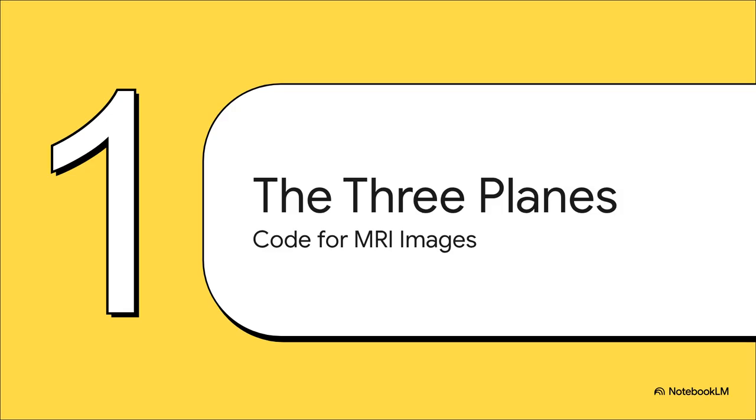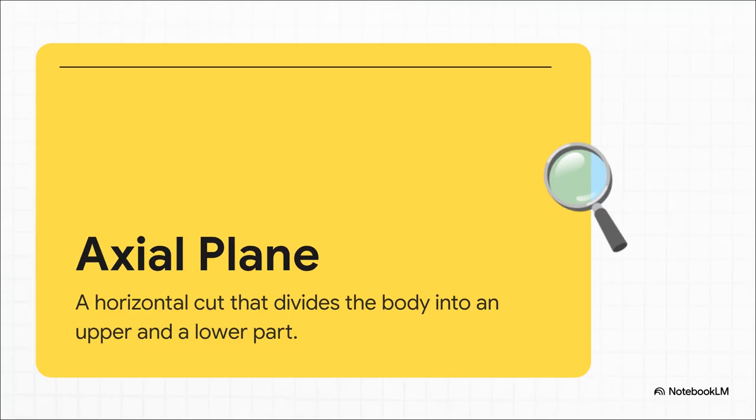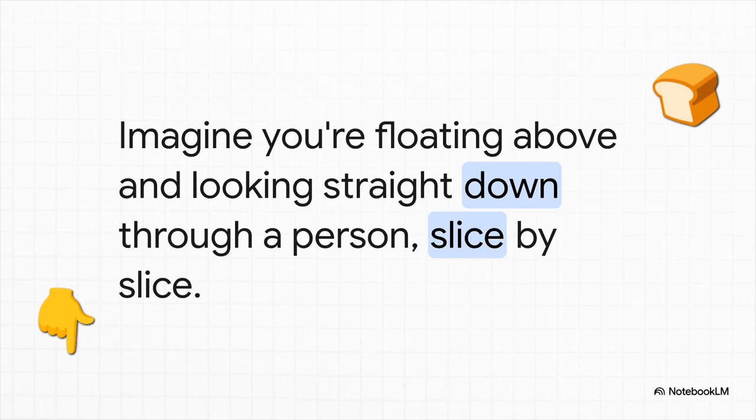The entire foundation for understanding any MRI scan comes down to just three essential ways of looking at the body. We call them planes. If you can master these, you've pretty much cracked the code. First up is the axial plane. Now, the easiest way to think about this is like slicing a loaf of bread. It's a horizontal cut that divides the body into a top half and a bottom half. So, just picture this. You're floating above a person and looking straight down, seeing the body slice by slice as you go. That right there, that's the axial view.